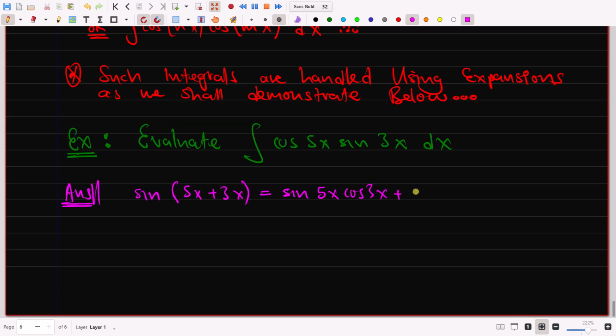So you can see that both these two expansions have the term that we need. What we want to remain with is this term, because this is the term in our integral. This is the required term there.